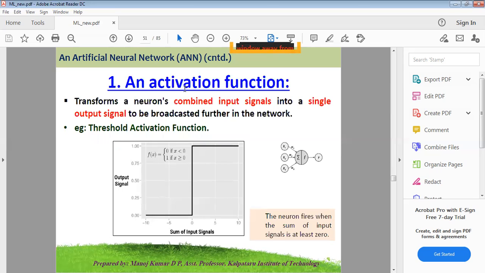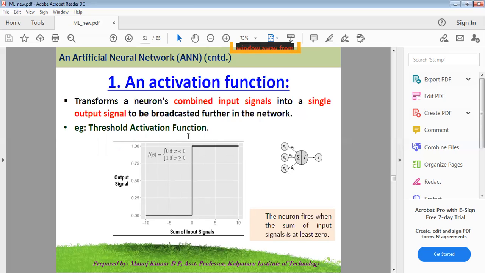So let's come to the activation function. What does the activation function mean? Sigma, what you give, sigma bar f. It transforms a combined input signal into a single output signal. How many inputs are there? W1X1, W2X2, W3X3, up to WnXn. All the inputs are combined into a single output signal to be broadcasted further.